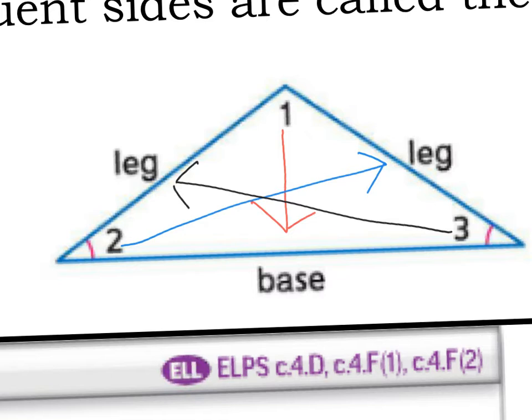The base angles are going to be congruent because if an isosceles triangle has two legs that are congruent, then it's going to have two angles that are congruent. And those angles will be opposite of those legs, what I was just talking about. So these are called your base angles. This is called your vertex angle.